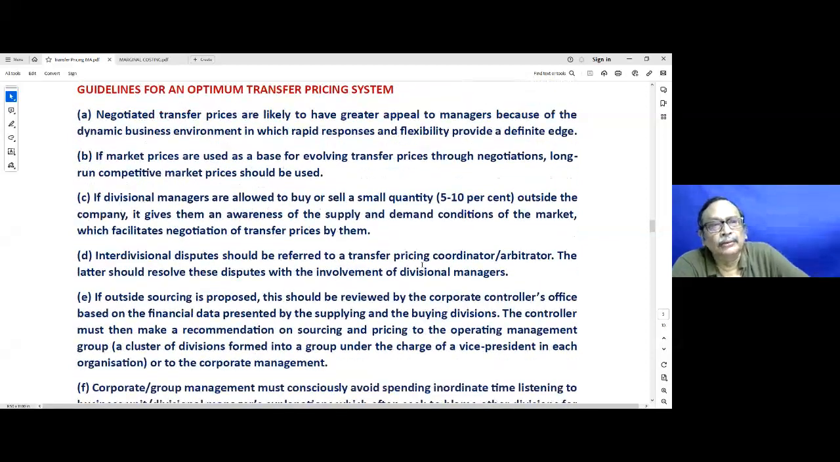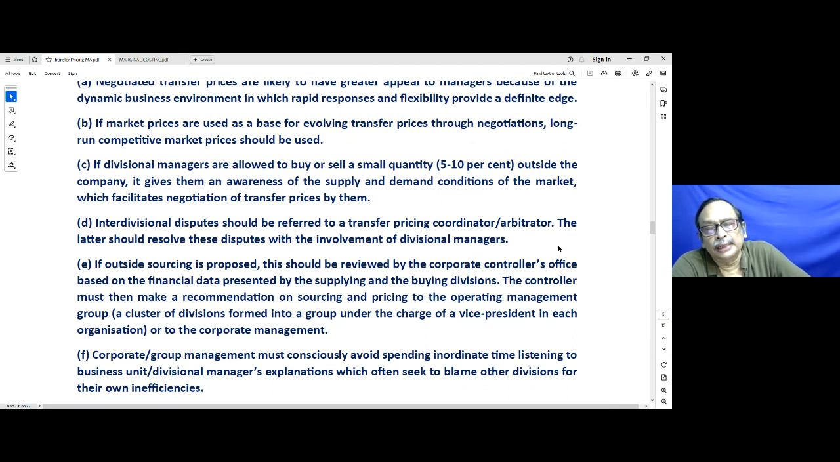Now, we are coming to guidelines for an optimum transfer pricing system. So these are all guidelines, remember. Negotiated transfer prices are likely to have greater appeal to managers because of the dynamic business environment in which rapid responses and flexibility provide a definite edge. If market prices are used as a base for evolving transfer prices through negotiations, long-run competitive market prices should be used. If divisional managers are allowed to buy or sell a small quantity, say 5 to 10% outside the company, it gives them an awareness of the supply and demand conditions of the market, which facilitates negotiation of transfer prices by them.